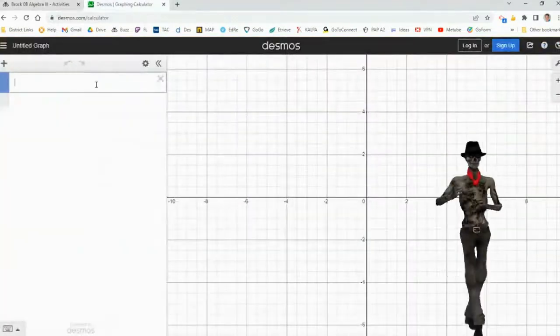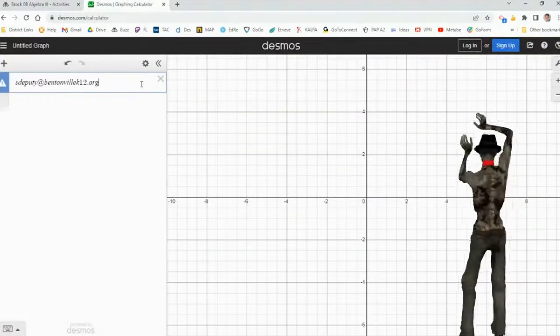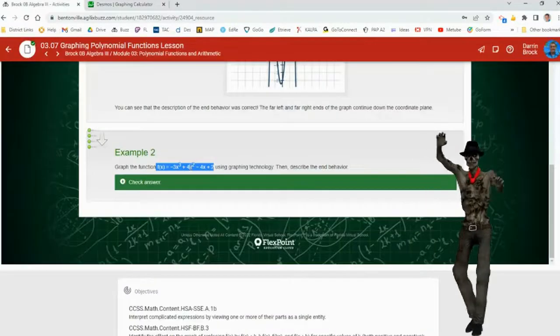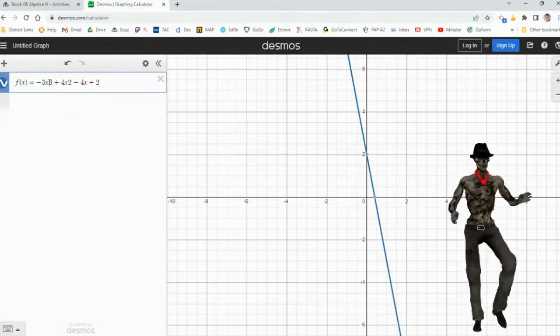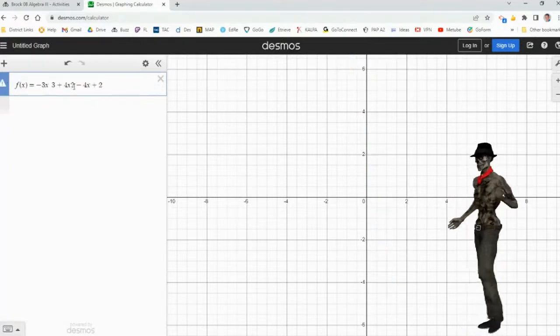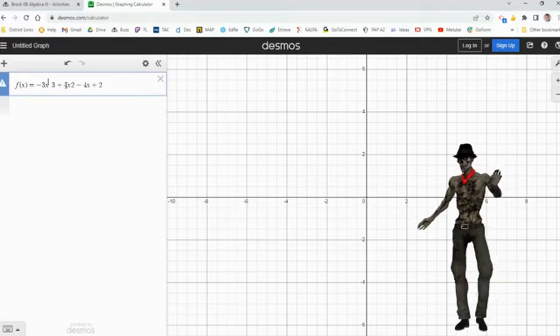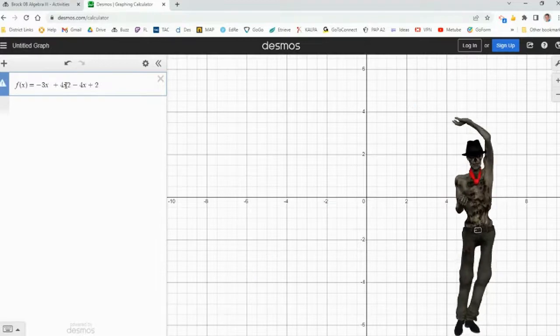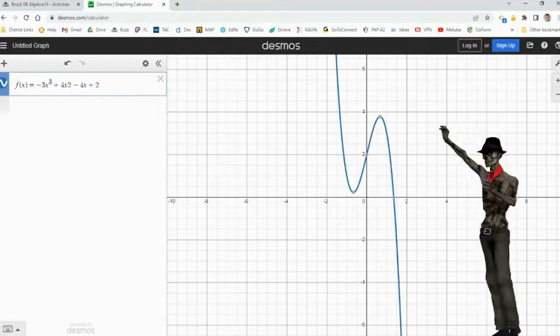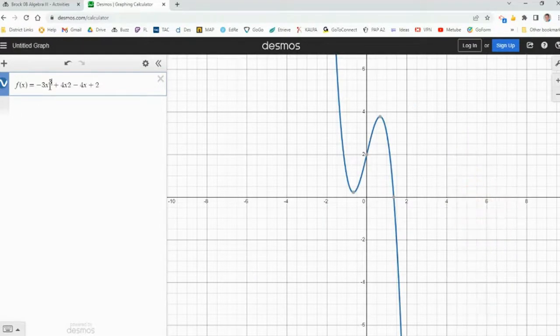Well, let me put it over here. Oh, didn't copy. Okay, so I got to put the little rays up in there. What do we expect the end behavior to do? This is negative 3x to the third. It's odd, so one end's going to be up, one end's down. It's a negative, so that means the right side's going to go down.